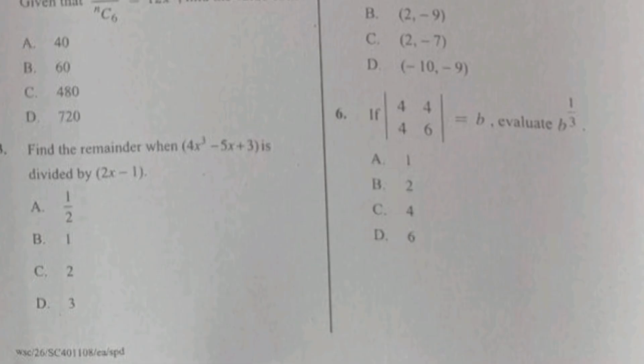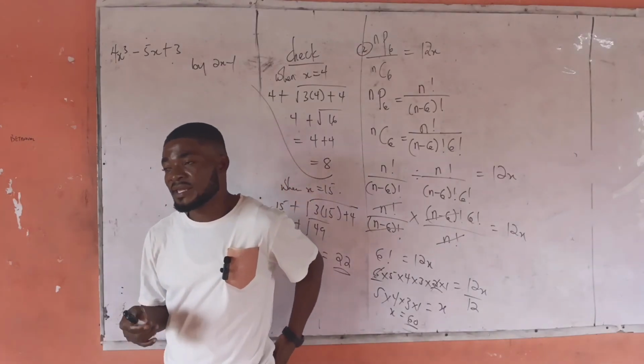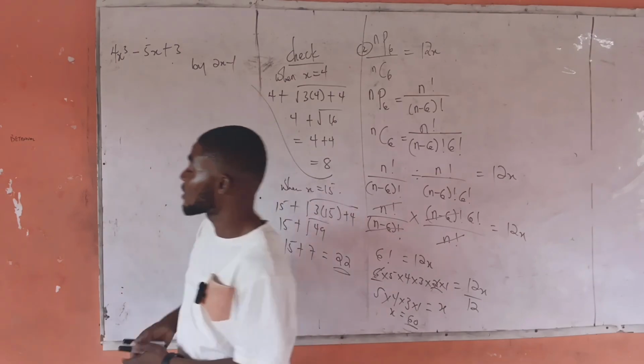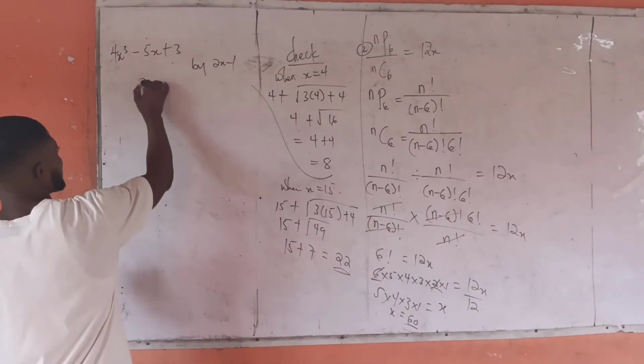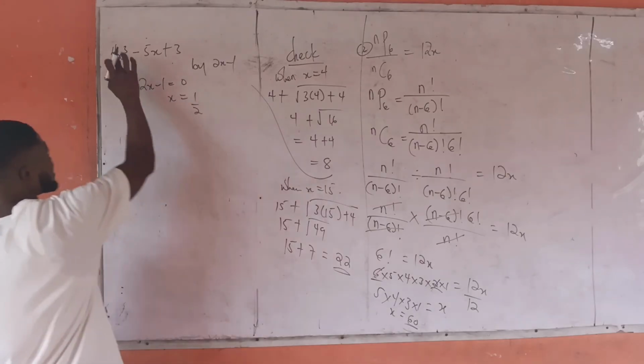Now question 3 is very, very simple. It says that find the remainder when 4x cubed minus 5x plus 3 is divided by 2x minus 1. Since 2x minus 1 is not a factor, then we are expecting to get a remainder. So we just equate this one to 0, make x the subject, and then substitute that into this.